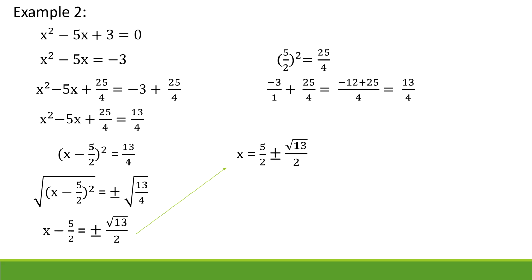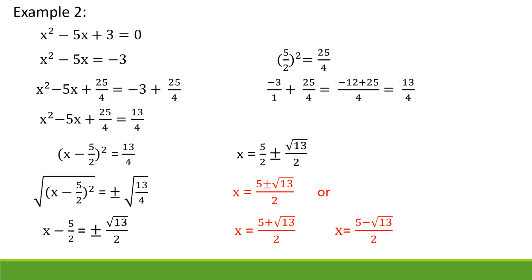Then perform the addition and subtraction. Since adding 5 and the square root of 13 gives the result still 5 plus the square root of 13, we can conclude that the values of x are 5 plus or minus the square root of 13, all over 2. Or we can rewrite this as x equals 5 plus square root of 13 over 2 and x equals 5 minus square root of 13 over 2. Then let's go to our next example.